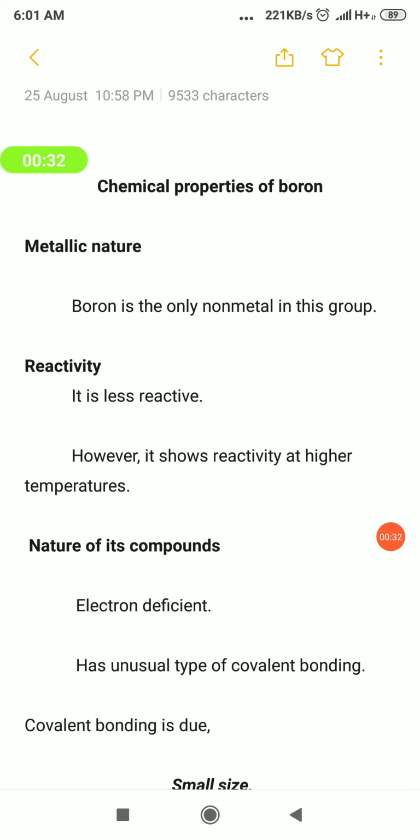Then reactivity. Compared to the other elements, boron is less reactive in nature, but it shows higher reactivity when the temperature is high. Generally boron is less reactive, but it shows higher reactivity when the temperature is high. And the nature of its compounds. When boron forms compounds, they will be generally electron deficient.